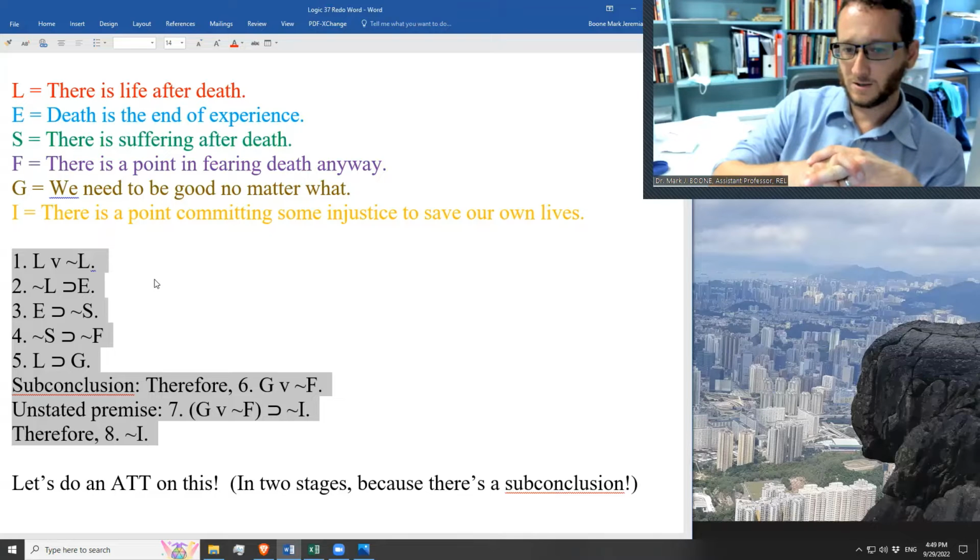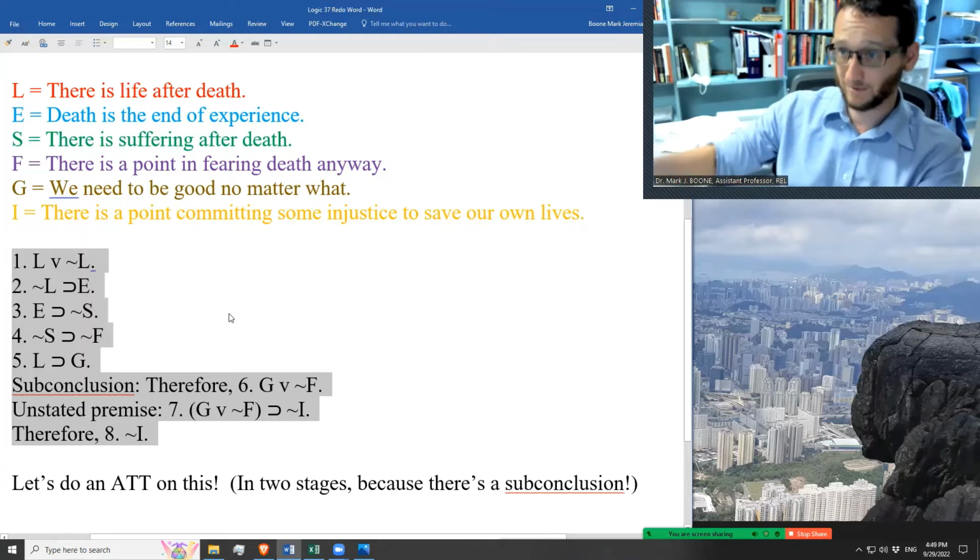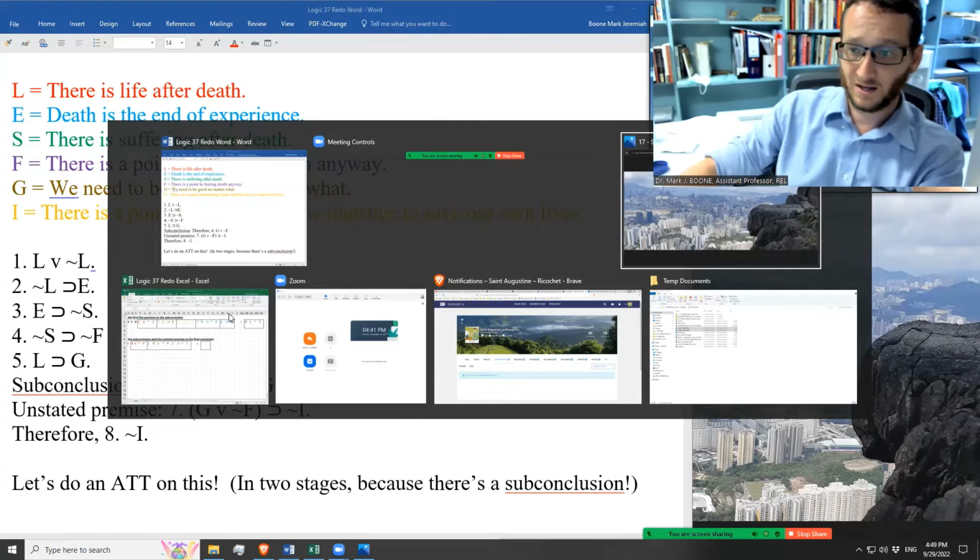Therefore, G wedge tilde F. Unstated premise: open parenthesis, G wedge tilde F, close parenthesis, horseshoe tilde I. Therefore, final conclusion: tilde I. So now let's do an abbreviated truth table on this, and it's got a subconclusion, so we want to do it really in 2 stages.